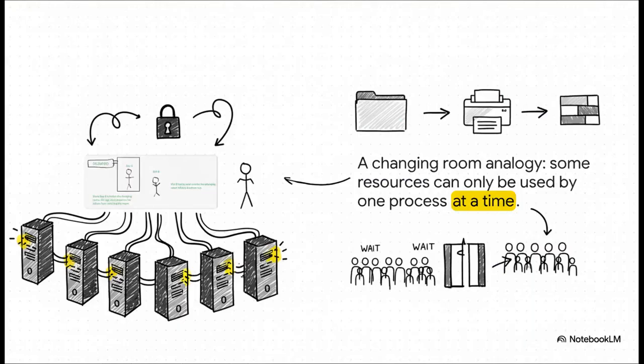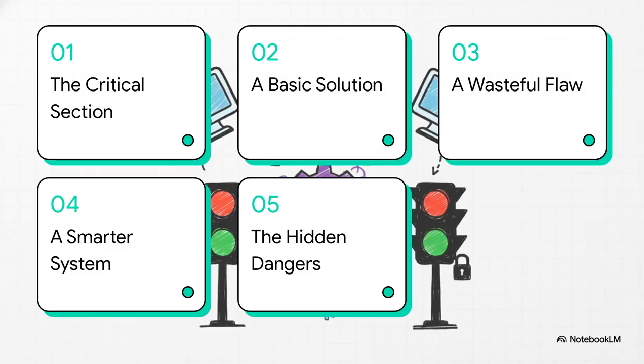So this all comes down to an idea called a critical section. It's just a piece of code that needs to access some kind of shared resource. Could be a file, could be a printer, whatever. And just like a changing room at a store, only one process can be inside its critical section at any given time. If a process is in there, any other process that shows up just has to wait its turn. Simple as that.